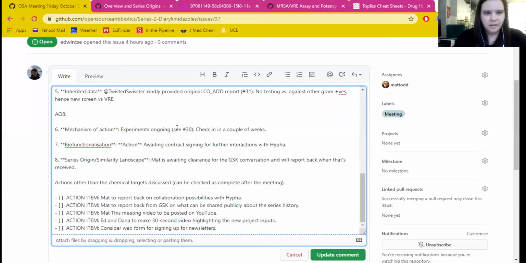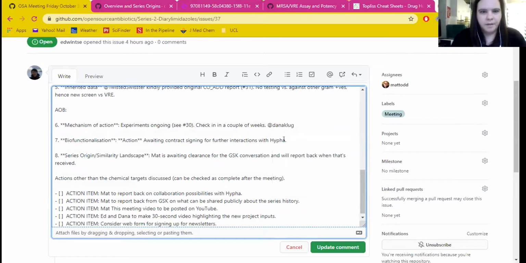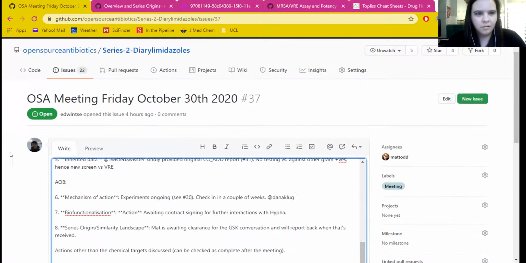And yeah, oh, mechanism of action. So we actually should check in on this soon. I'll put that on myself, and I'll email Lee because I think it was around now-ish that he said they would expect results. And we're still waiting on Haifa and GSK. Cool. Okay.